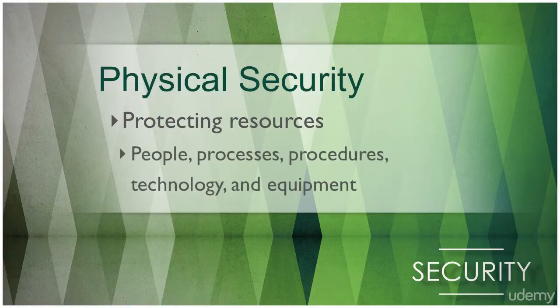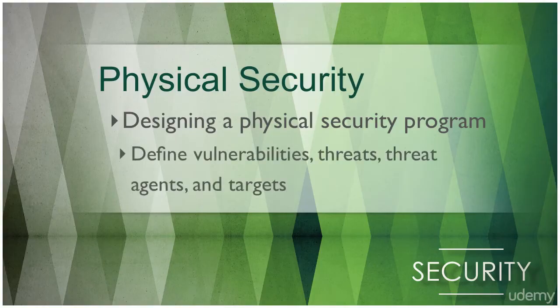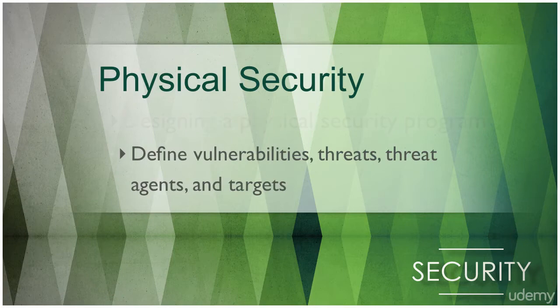Physical security means protecting resources. And these resources are a combination of things: people, processes, procedures, technology, and equipment. The design should be a solid physical security program. It should be methodical and should weigh the objectives of the program with the available resources. Although all organizations are different in nature, the approach for designing and maintaining a physical security program really is the same. The company should first define the vulnerabilities, threats, threat agents, and targets.